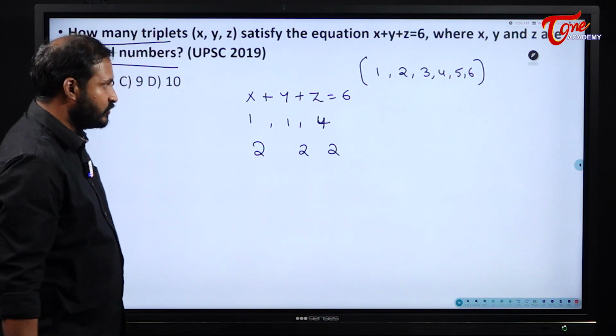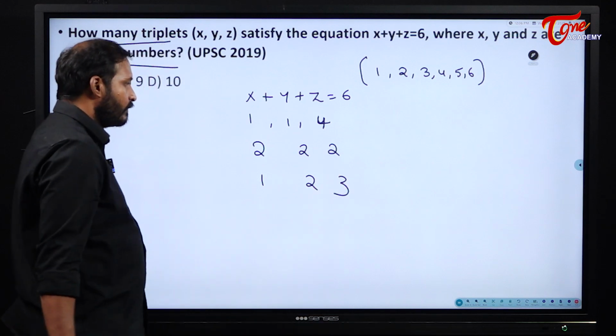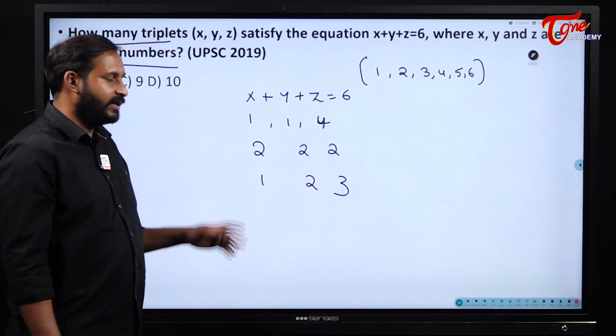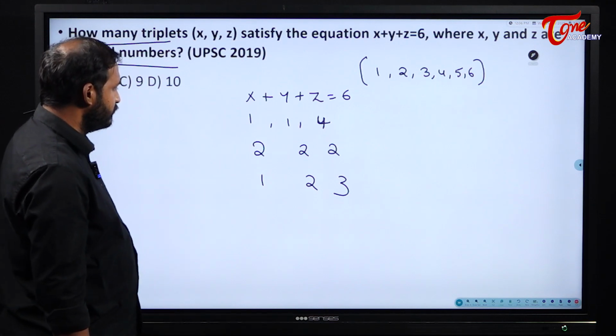Yes, I can take all as 2. Or else I can take 1, 2, 3. 1, 2, 3 triplets. I can take triplets. So it can be anything. Next, what are the values I can take? 1, 2, 3 I can take.